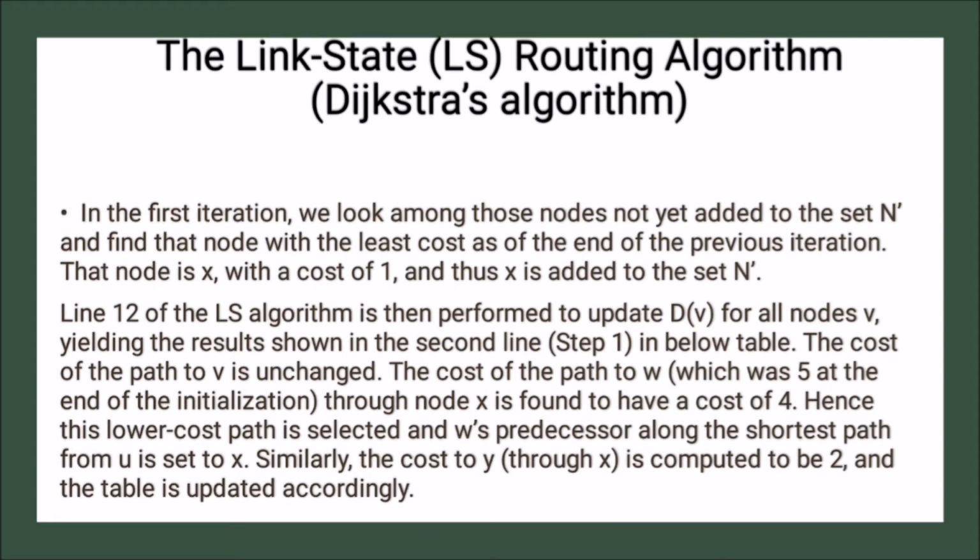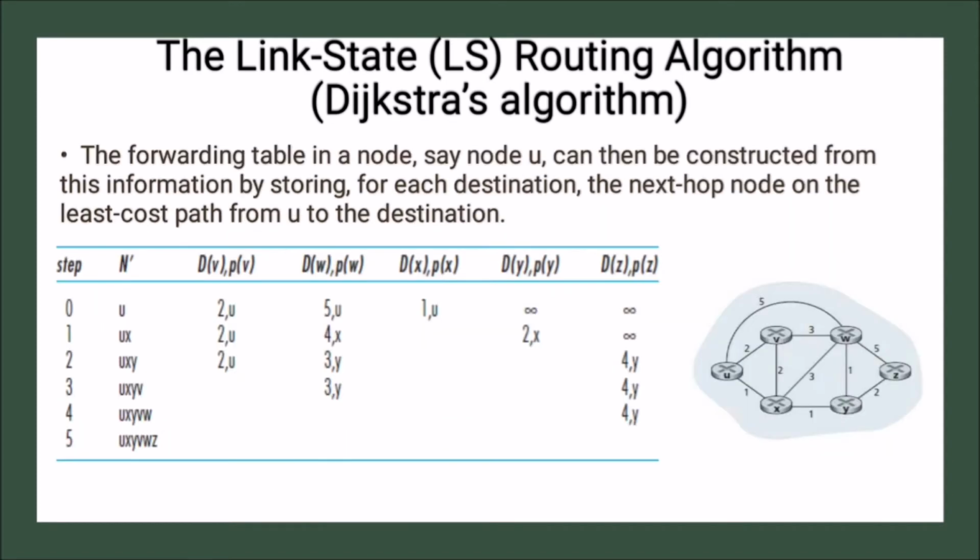Now, in the first iteration, what happened? We look among those nodes not added to the set N' and find that node with the least cost as of the end of the previous iteration. That node is X with a cost of 1, and thus X is added to the set N'. So this X is added to the N' because it is the least cost path.